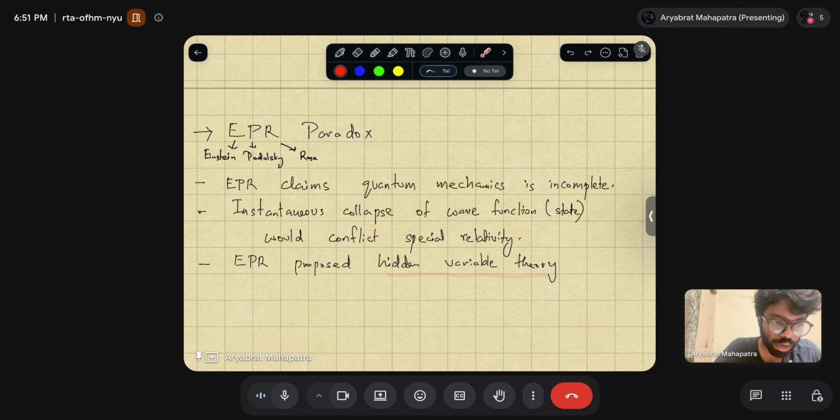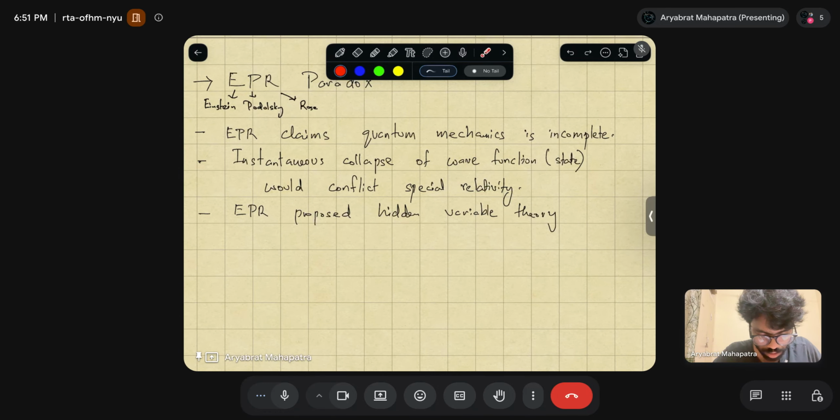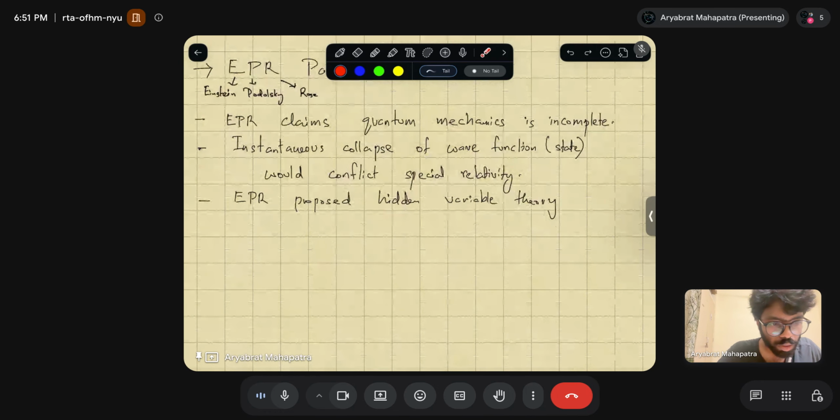Hidden variable theory tells you that there are certain variables in quantum mechanical systems which we are unable to access or know beforehand when we look at a quantum system, and due to which we see all kinds of counterintuitive things. For example, the tossing of a coin, let's say.